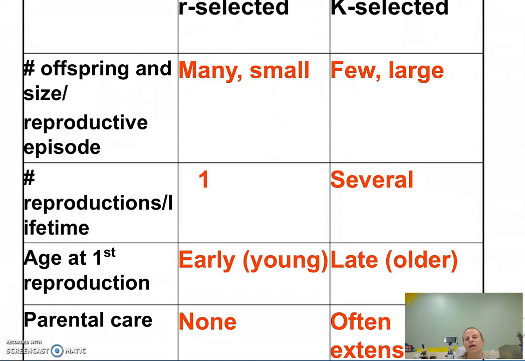So humans can have several reproduction times, meaning they can have multiple offspring. R-selected organisms, when does that first reproduction happen? At an early age, a young age, whereas K-selected organisms usually have their first reproduction occurrence at a later age.